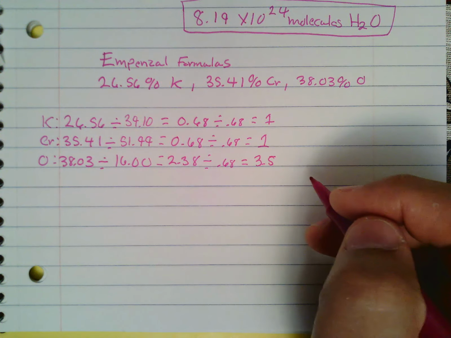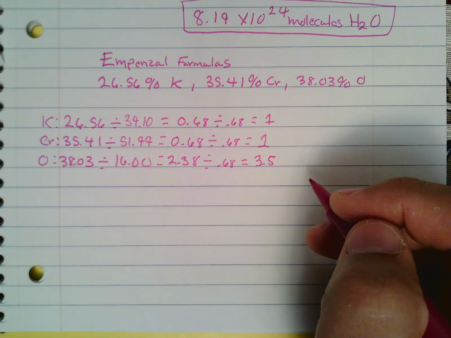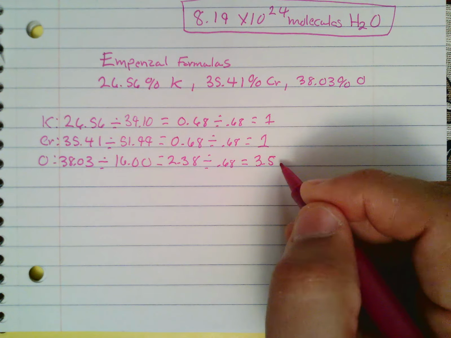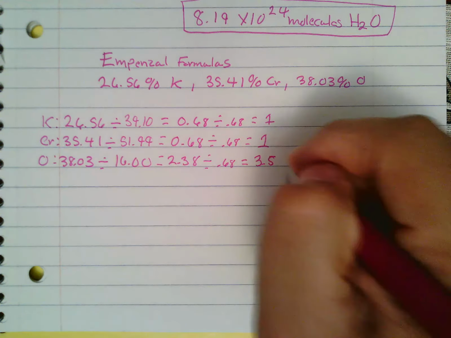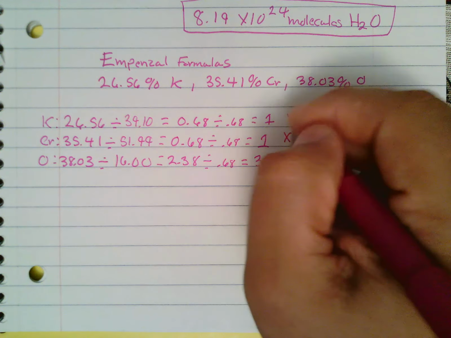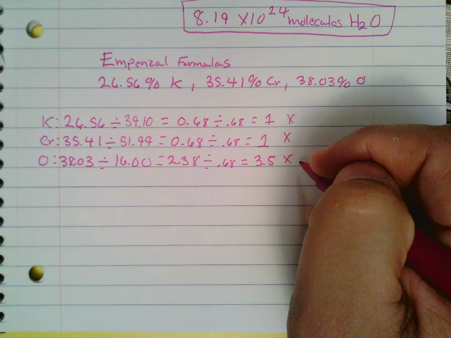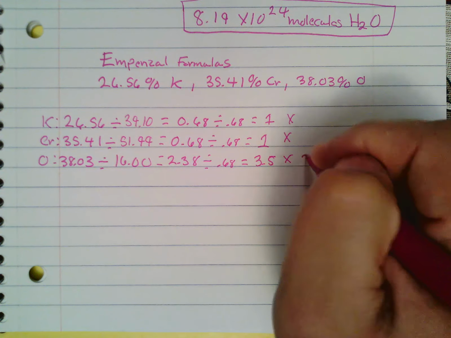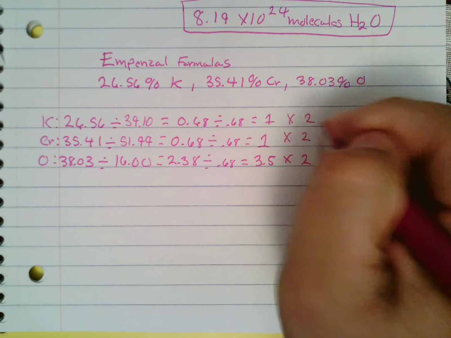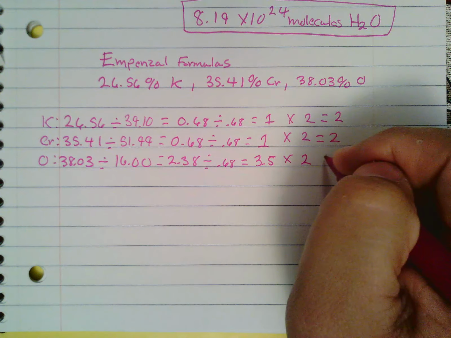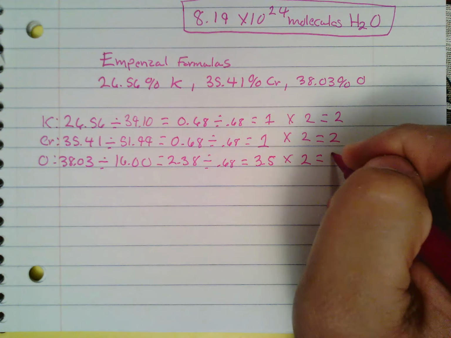So the final step here is to multiply these by a factor where they're all whole numbers. You can't write down K1, Cr1, O3.5. You need to have whole number mole ratios. So we're going to multiply these all by the same number to get this one to round off. The next way you can do this is by doubling it. So we're going to double that, and double that. So these pretty much stay the same. That's 2, that's 2. And now we end up with our O being a whole number of 7.